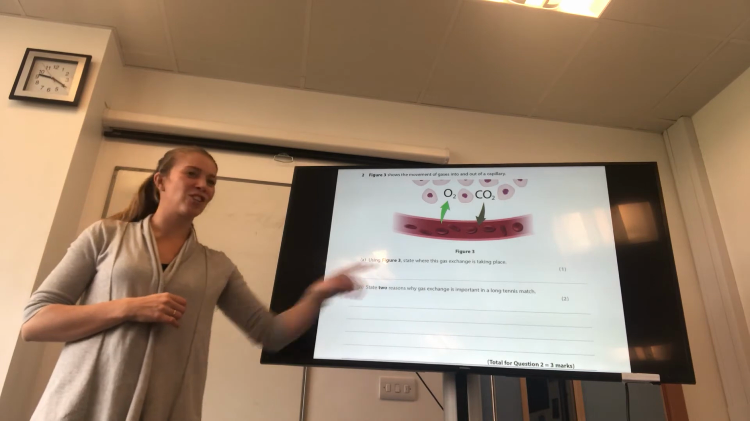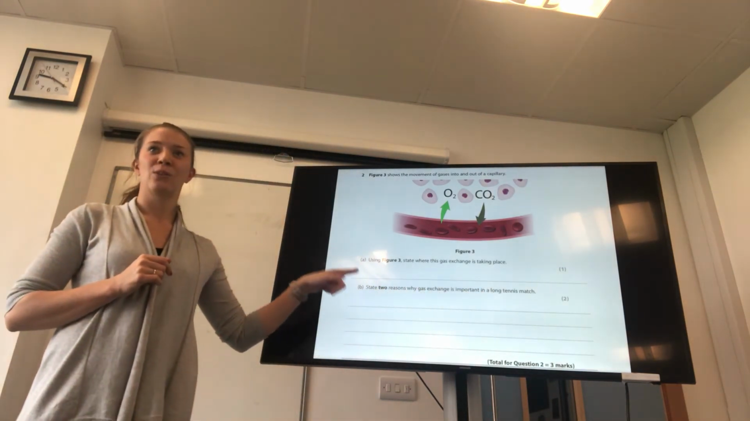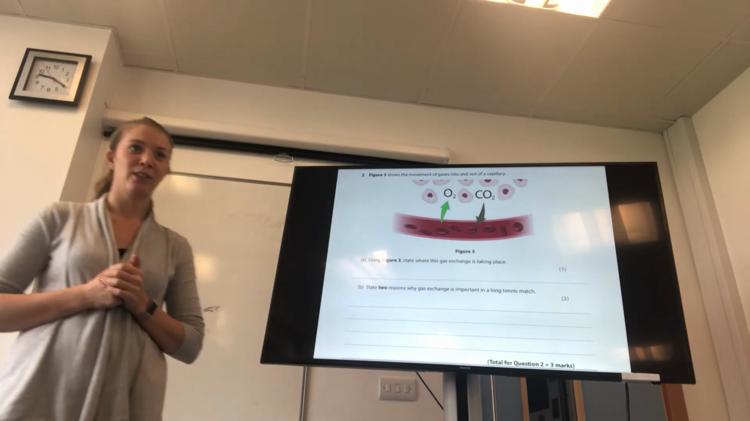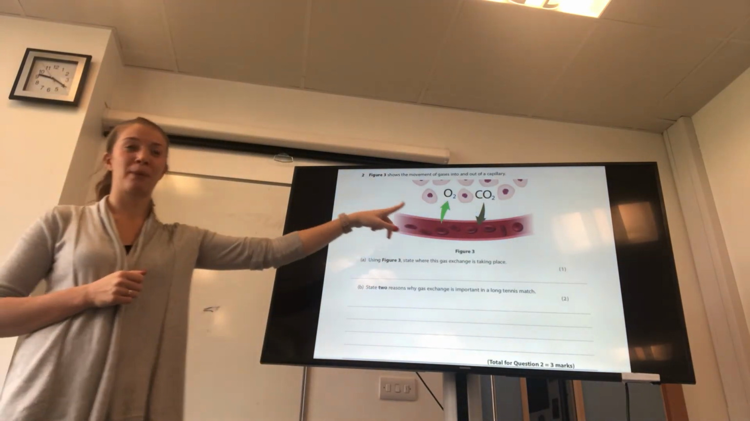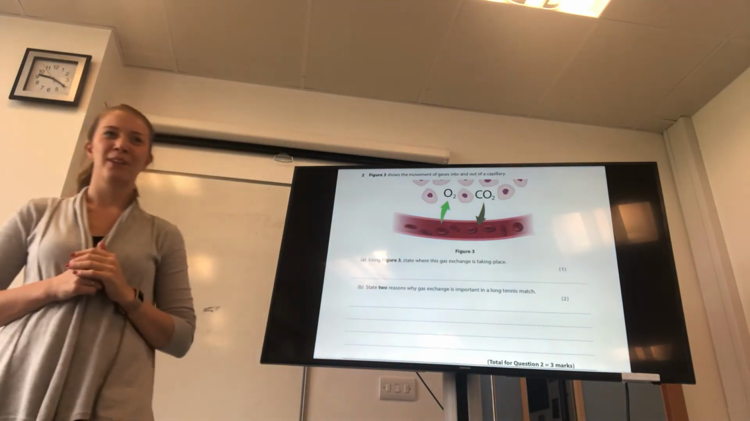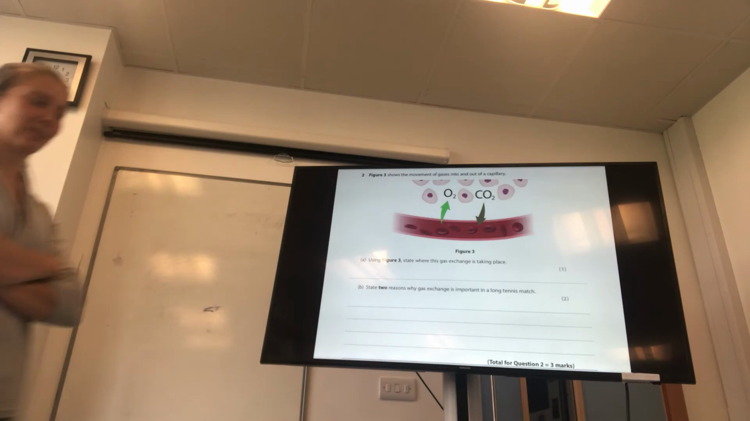Why is gas exchange important? And it's 2 marks, so it must need 2 reasons why gas exchange is important. So it might be 1 reason about both of these, so 1 each. It might be 2 about one of them. Can you think of 2 marks? State 2 reasons why gas exchange is important in a long tennis match. So why do we need gas exchange in a long tennis match? Give it a go, see if you can get 2 marks, then we'll look at the mark scheme for this one.